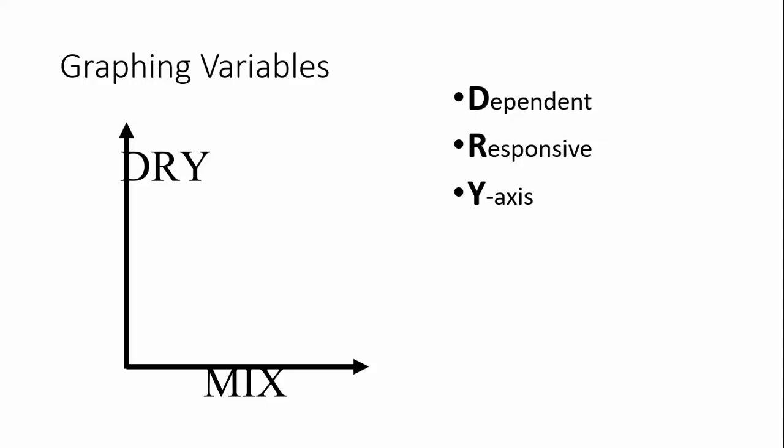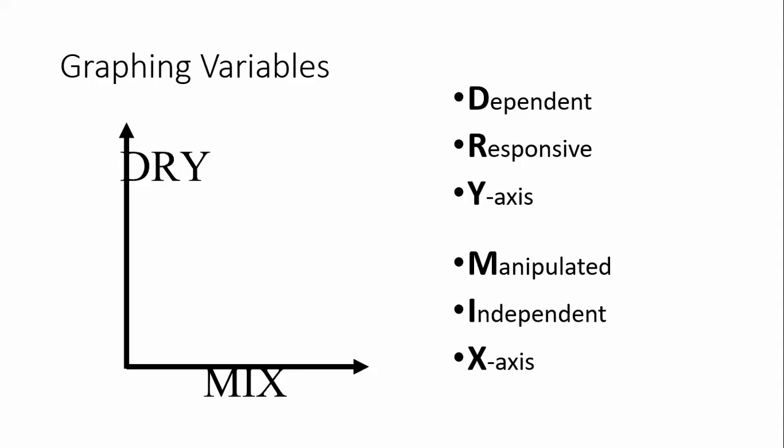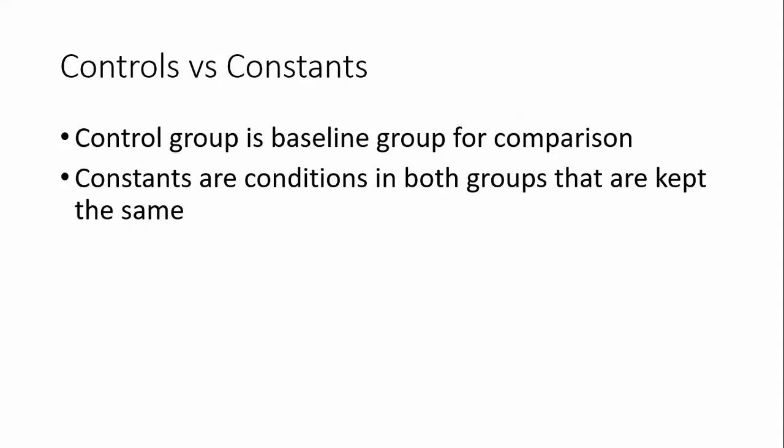As for the MIX part of this, notice MIX is attached to the X-axis. The M stands for manipulated. This is the variable that you as the experimenter are going to design. The I stands for independent. It's the independent variable. And the X stands for the fact that you show this on the X-axis. And we'll have more information about graphing in a separate lesson.